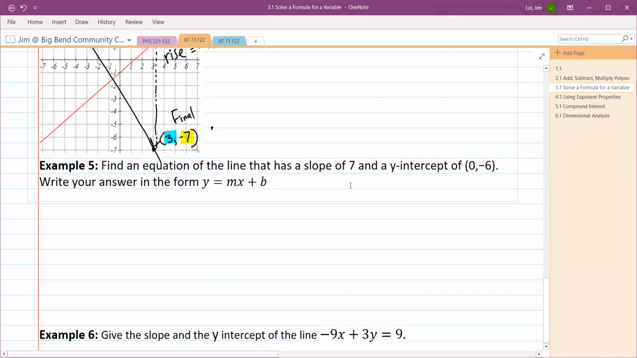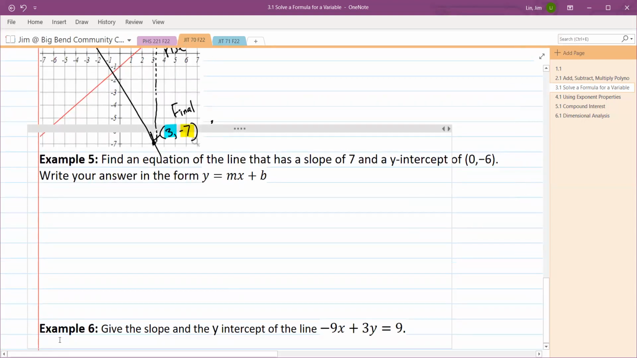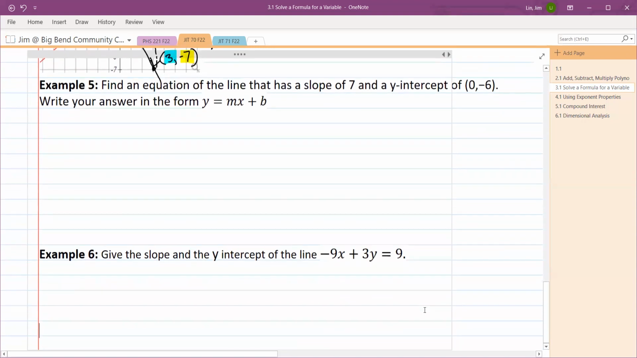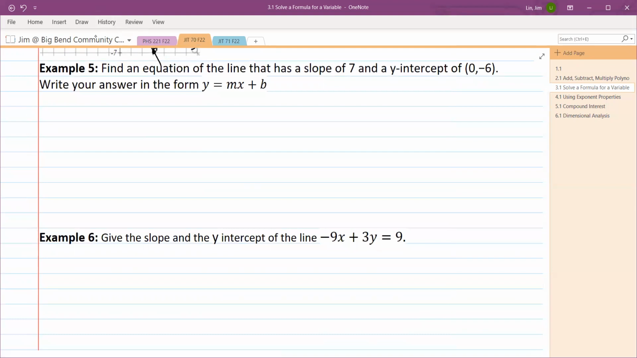All right, example number 5. Find an equation of the line that has a slope of 7 and a y-intercept of (0, -6). All right, this one should be more straightforward because we just have to start with the generic linear equation. And the question is nice enough because they provide the linear equation for you to start.